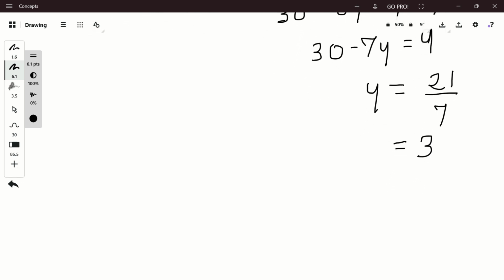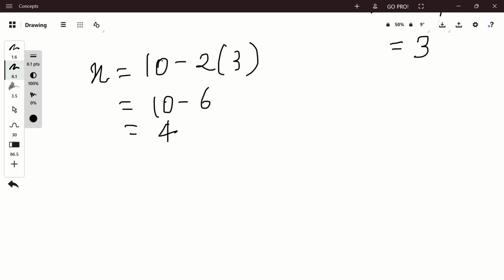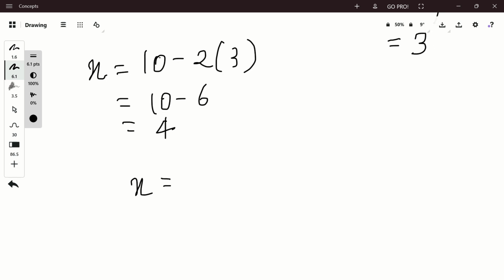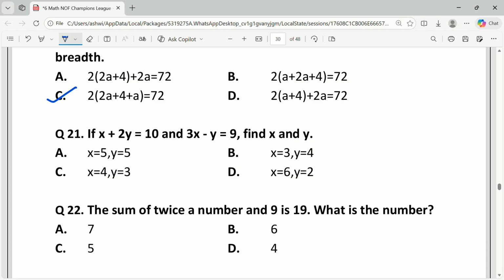Now substituting the value of y in the equation to find x, we have x is equal to 10 minus 2 into 3, which is equal to 10 minus 6, which is equal to 4. Hence, x is equal to 4 and y is equal to 3. This matches with the option C.